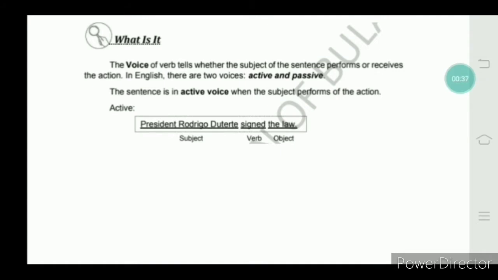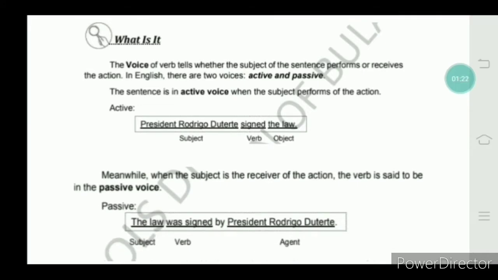We have the active here as an example of the sentence, President Rodrigo Duterte signed the law. So President Rodrigo Duterte is the subject because the subject is the main topic of a sentence and the doer of the action. Signed is the verb. Why? Because it is the action done by the subject, and the object, which is the law, is the receiver of the action done by the subject. President Rodrigo Duterte signed the law. President Rodrigo Duterte is the subject, the verb is signed, the law is the object.